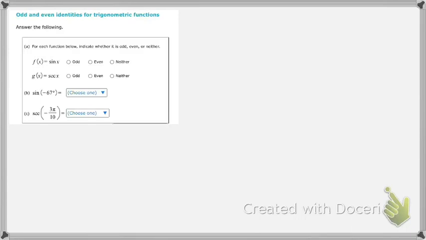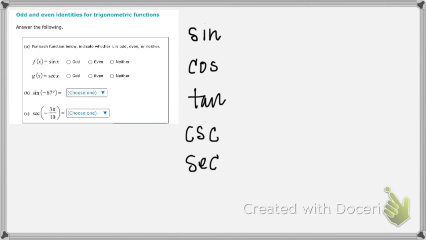In this video, we're going to be talking about odd and even identities of trigonometric functions. This is going to be pretty challenging. We are talking about all of the trigonometric functions: sine, cosine, tangent, cosecant, secant, and cotangent, and whether or not the function is odd or even, what that means, and how we use it.